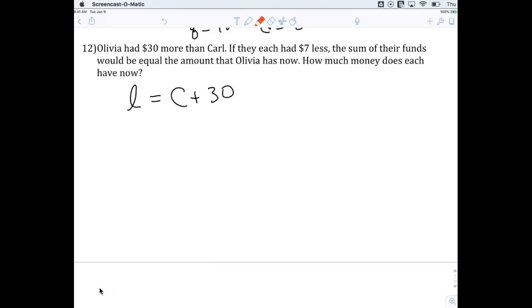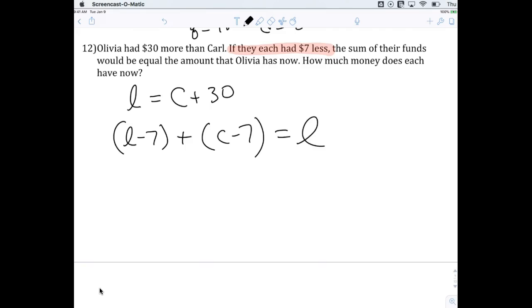All right, now the hard part. Please watch. This is what's going to separate you if you can write this out. If they each had $7 less, how do I write that? Parentheses L minus 7, close parentheses, plus, open parentheses C minus 7. Stop there. 100% correct. If they each had $7 less, continue. Equals L. Very nice. If they each had $7 less, they would start out with what Olivia had.